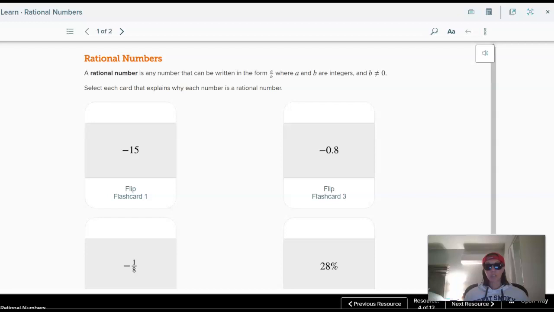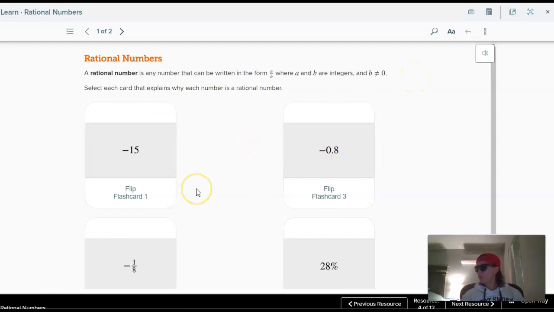So a rational number is any number that can be written in this form a over b, where a and b are integers. We talked about integers in the whole last chapter. Integers are basically positive and negative whole numbers. So if we can make a fraction out of two integers, because they could be negative 2, then it's a rational number. So all these right here are rational numbers.